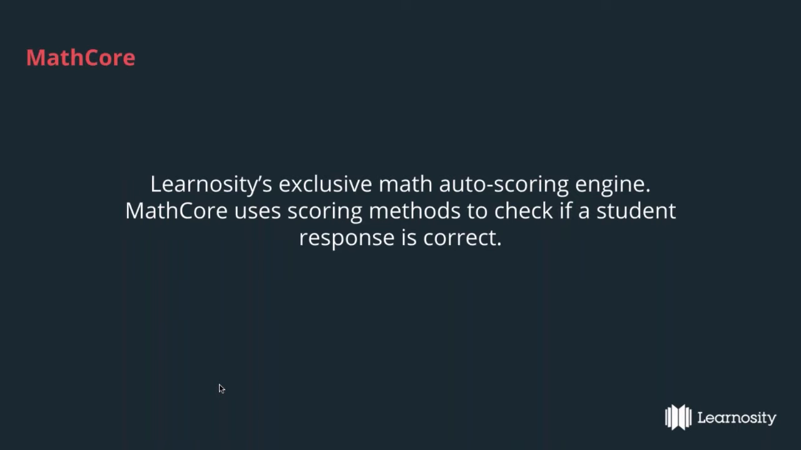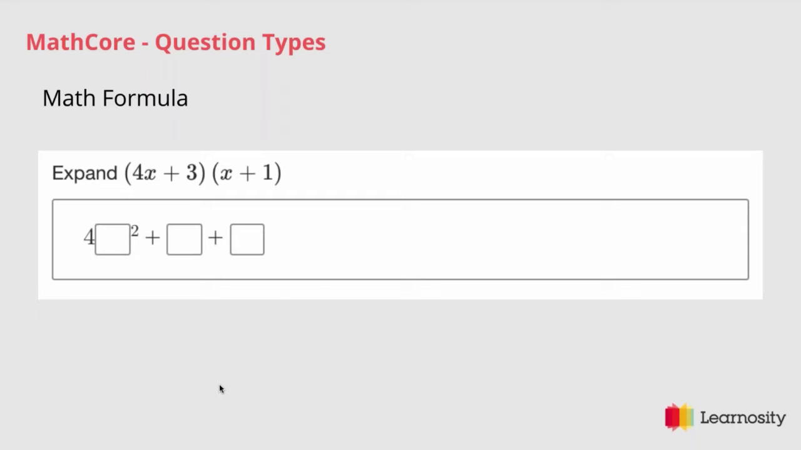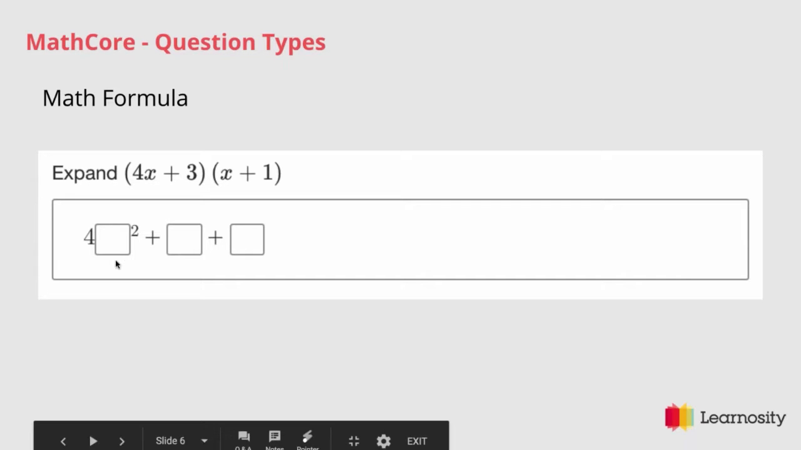So when we talk about MathCore, we're talking about our specific question types that use that scoring engine. We have 3 at the moment: Math Formula, Cloze Math, and Cloze Math with Image. Math Formula, you'd use if you just had one line of math that you wanted the student to enter, maybe an expression or just a single value. You have your question stem here, and you have different response boxes for the student to enter their response.